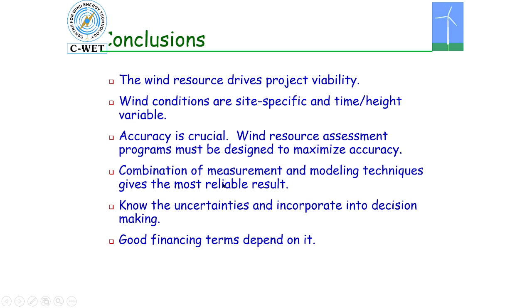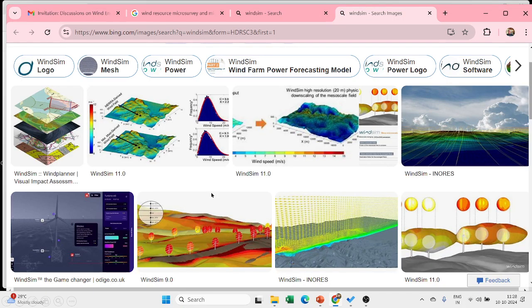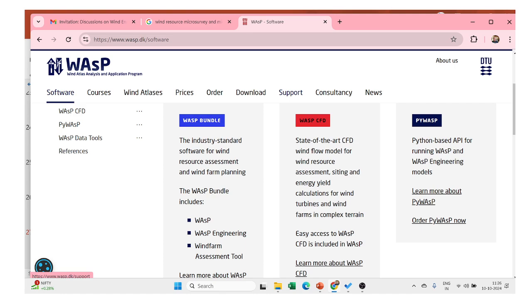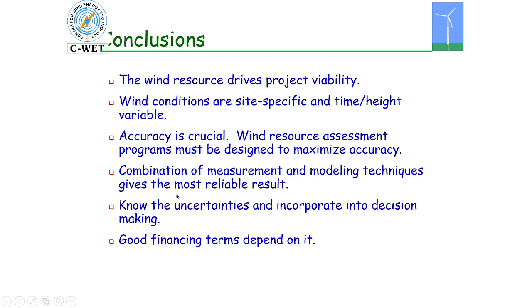A combination of measurement and modeling techniques, meaning various modeling such as CFD modeling and digital modeling, a combination of assessment methods, gives the most reliable result. You must clearly know the uncertainties and incorporate them into decision making, so that good financing terms will depend on it. In other words, in the wind farm business, they call it bankable measurement, bankable wind resource estimation.